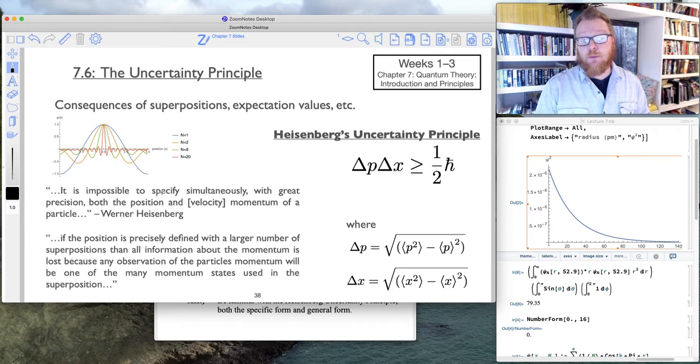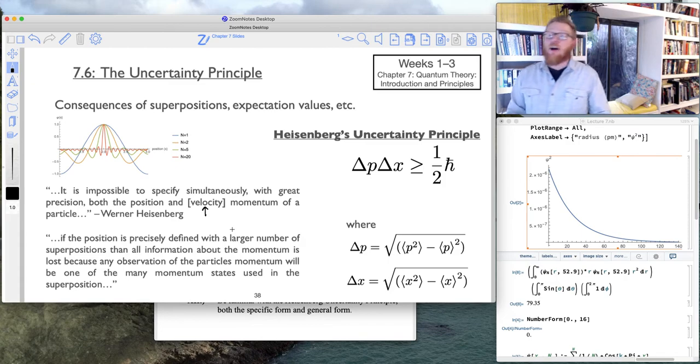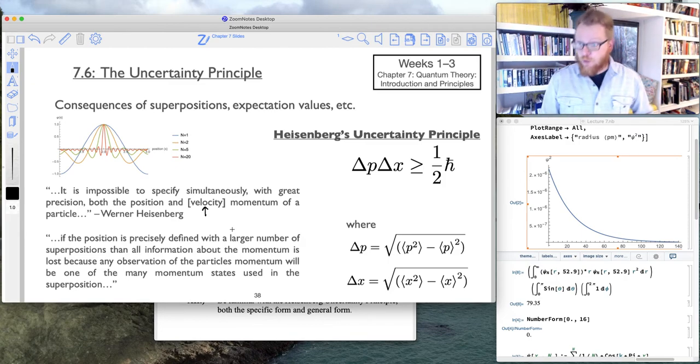It is impossible to specify simultaneously with great precision both the position and momentum, which is really to say the velocity of a particle. Quote Werner Heisenberg himself. Okay? So if the position is precisely defined with a large number of superpositions, then all information about the momentum is lost, because any observation of the particle's momentum will be one of the many momentum states used in the superposition.